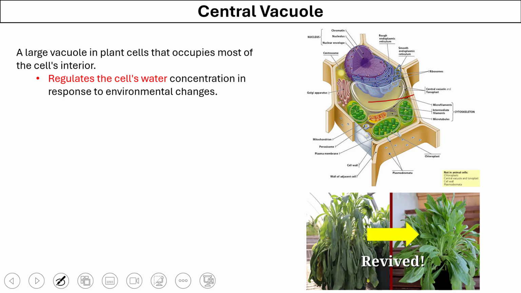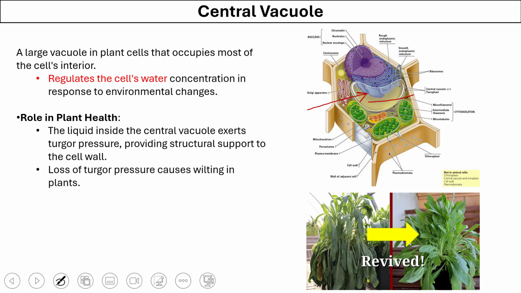The next structure unique to plant cell is the central vacuole. The central vacuole regulates the water content. It maintains the homeostasis of water content in the plant cells. Now, this water content is important to provide shape or rigidity to the plant structure, and the pressure created by this water content is called the turgor pressure.